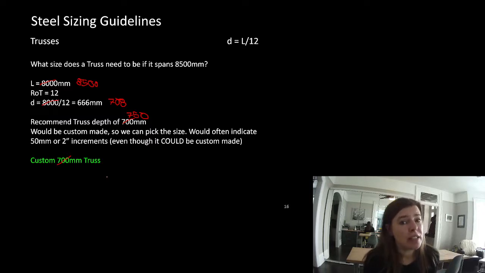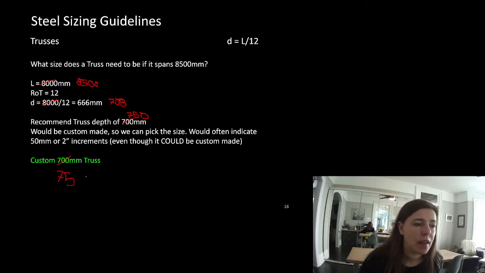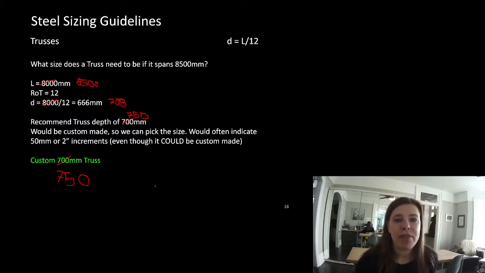We could, and this is different than most of the other ones, we know that maybe they could over design this thing and make it 700 millimeters deep. But I'm going to tell you, as a good practice, a good judgment is to always go up a size or round it up a bit. So we would put a custom 750 truss.